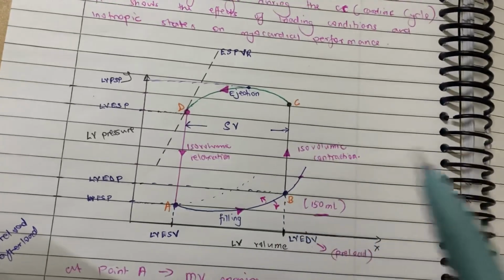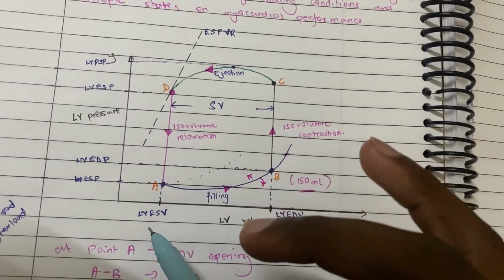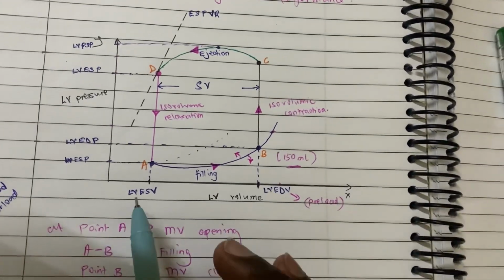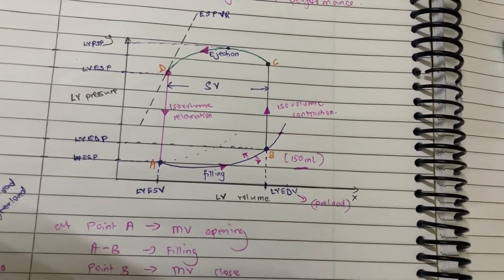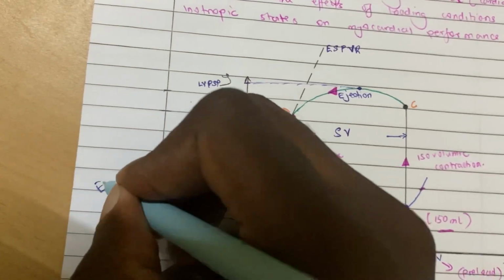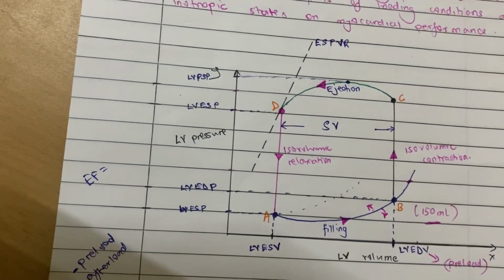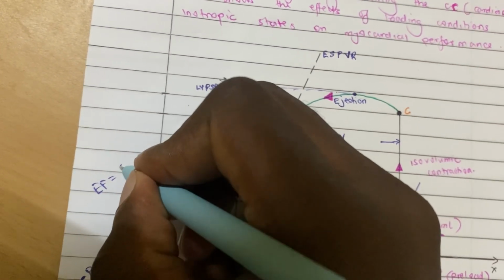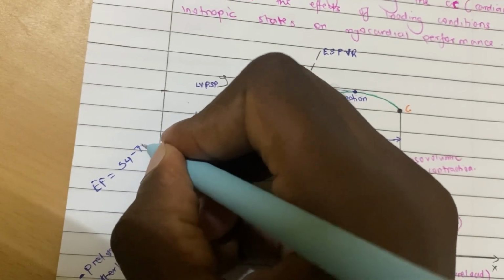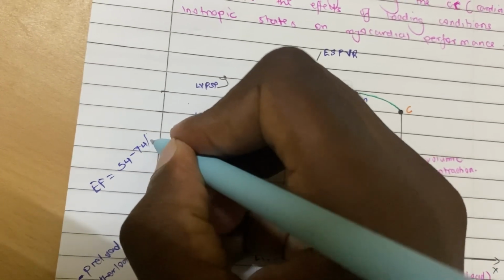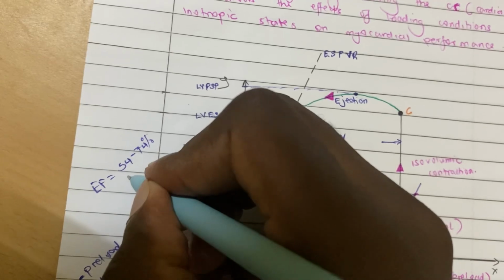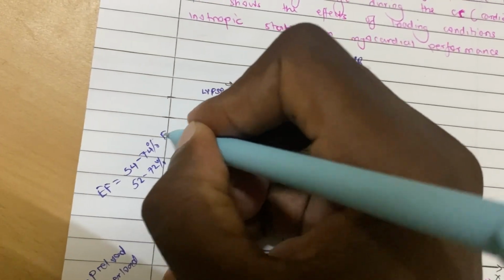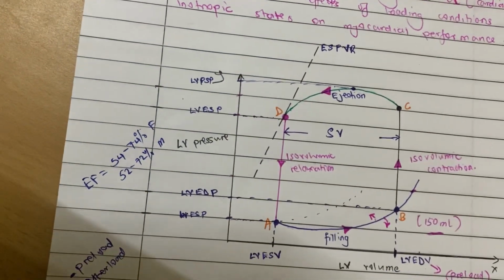So another one is, normally the normal ejection fraction is supposed to be at least 54 to 74%, and then 52 to 72%. These are females, and then these are males.